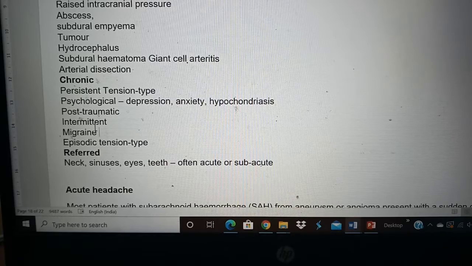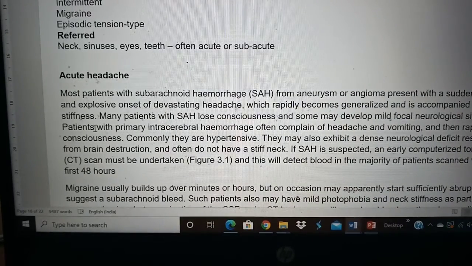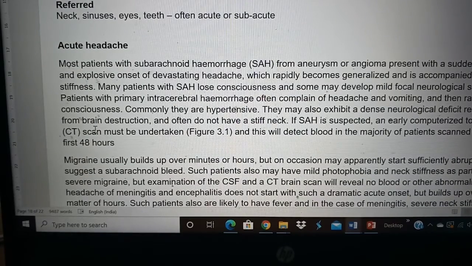They can be referred to the head and cause headache. So let us see first the acute headache. Acute means it is sudden onset, and it has happened for a very short time. Most of the patients who suffer from acute headache could be having subarachnoid hemorrhage.